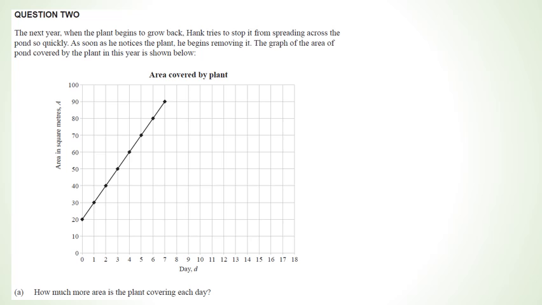So if you have a look at it, it's starting at 20. After 1, it goes to 30. After 2, it goes to 40. So you're really looking at the gradient. So in this case, you're just going to put down your answer as 10 meters squared. And that should get you an achieved grade.